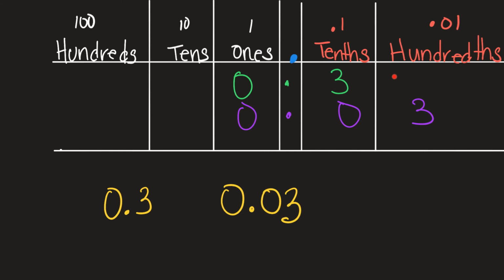And here we have nothing in the hundredths. But we know that if I put a 0 there, it would be 30/100, which doesn't change the value of the number at all. So this shows me that 3/10 is greater than 3/100.